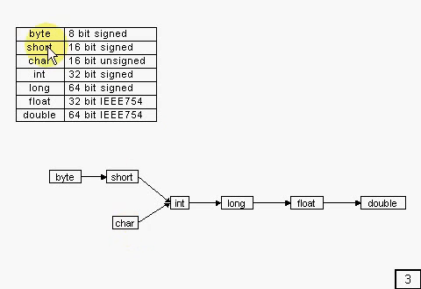This table here, just to recap, is the various numeric primitive types and their size. And this tree here shows what you can widen to what automatically. So you can store a byte in a float without having to worry about it once you go that way up the tree, of course.